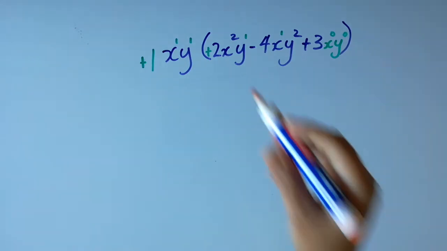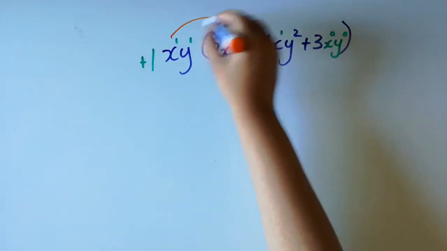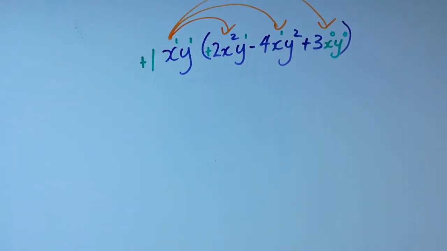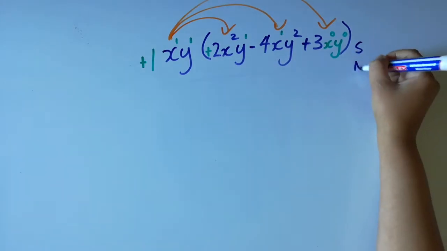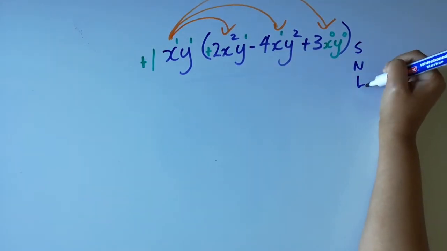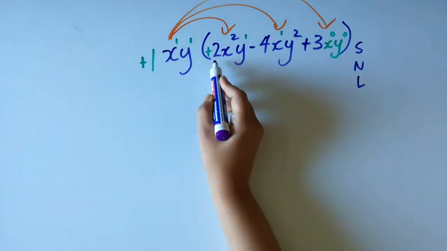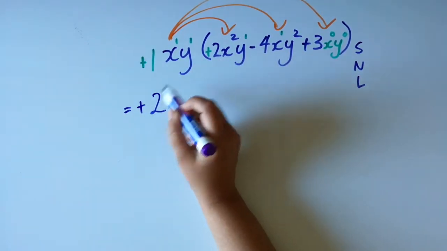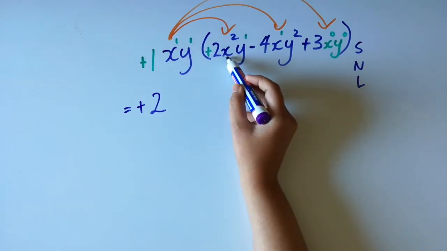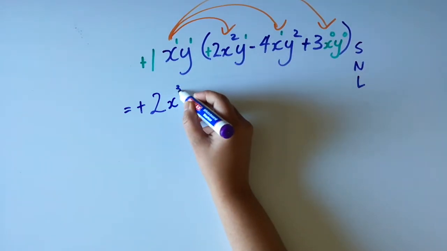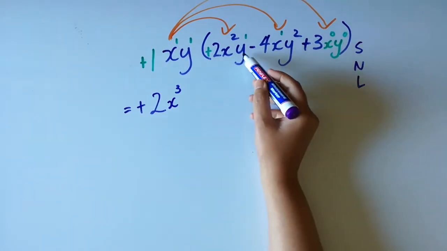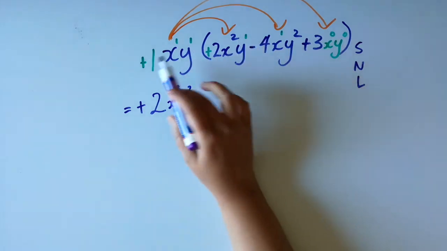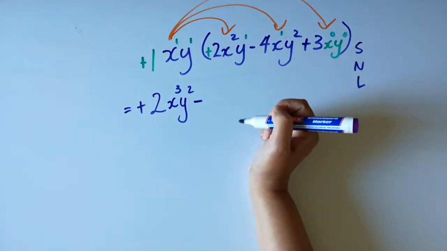Our second step, arrows, 1, 2, 3. And our last step, as always, SNL, sign, number, letter. Plus times plus will give us plus. 1 times 2, 2. X to the power 1 times x to the power 2 will give us x to the power 3. And y to the power 1 times y to the power 1 will give us y to the power 2.